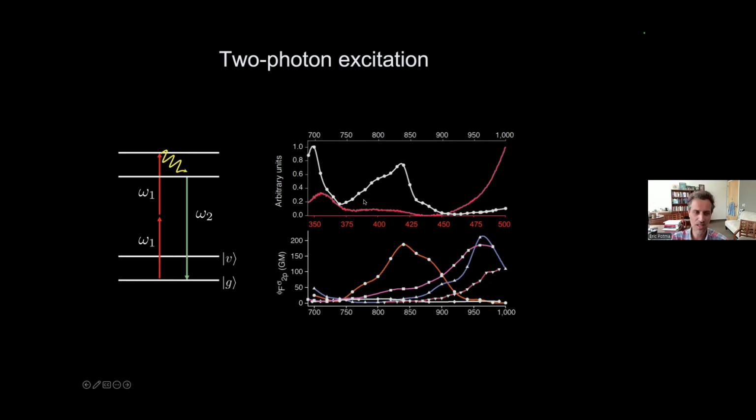And the reason is that there are different selection rules. If you have two photons exciting one particular state, you need to abide by certain parity rules.